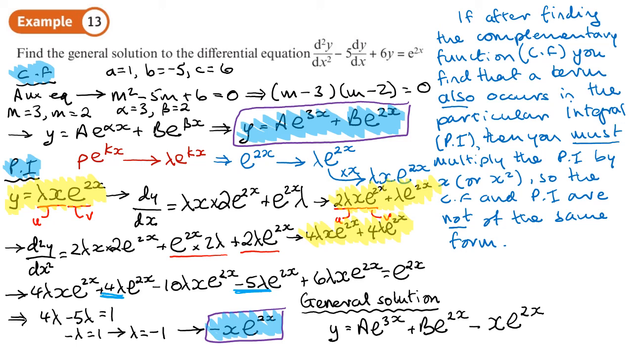And I'm guessing you might be able to factorize that if you wanted to. Probably put e to the 2x outside the brackets, but it's not necessary. So this would be our general solution for that differential equation.